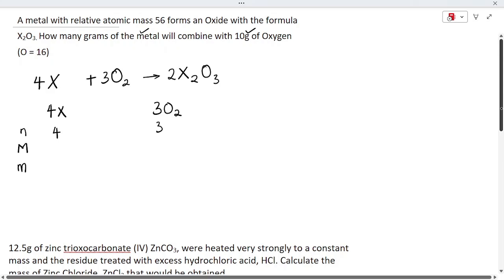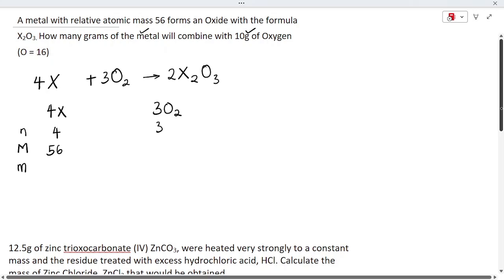Next thing is to get the molar mass. In getting the molar mass, you only need the molar mass of the substance involved, not the number of moles in this case. For X, the molar mass we are given as 56. Now it is because X is monoatomic, it is only one atom. So when it's monoatomic, it is simply 1 times the relative atomic mass. So 1 times 56 still gives us 56.